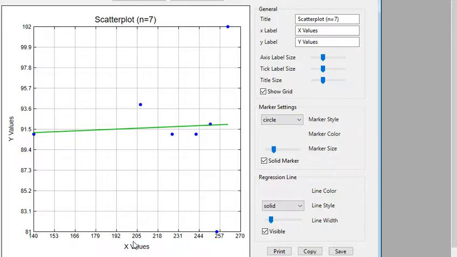Yeah, and you can see from the slope of that line, it looks like there's not a whole lot going on there.